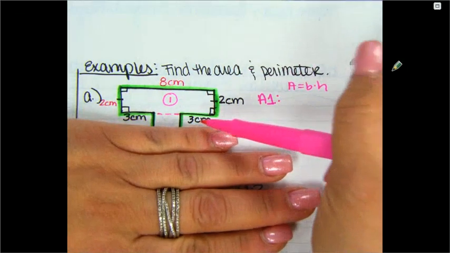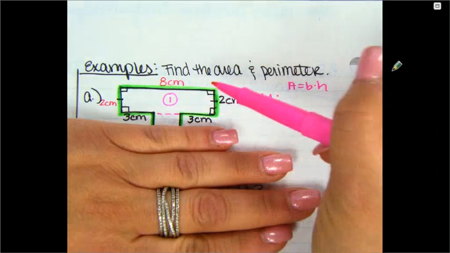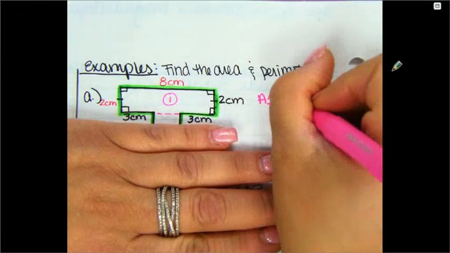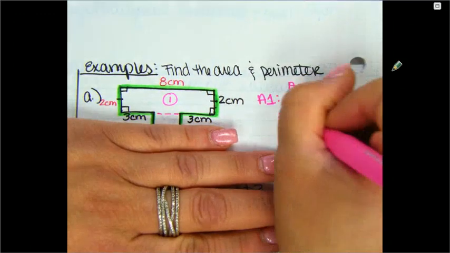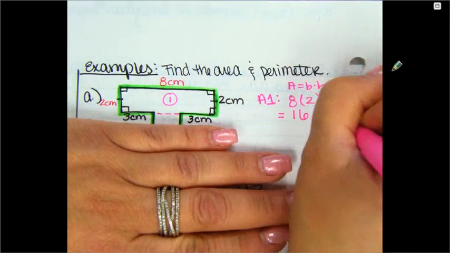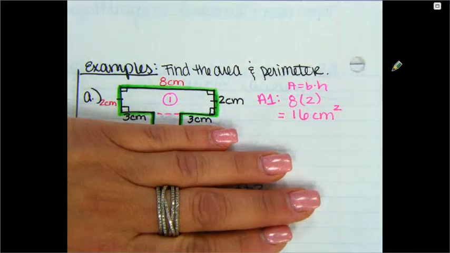3 is not the whole thing though. It has to be the big number. So it's 8 times, what's my height? 2. So the area of this is how much? 16 what? Centimeters squared. Good. Easy enough?